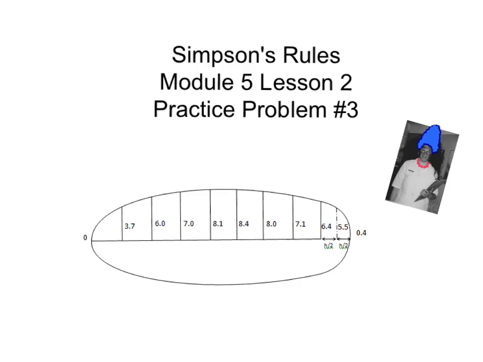In this video, we're going to be looking at problem number 3 from the practice problem sheet for lesson 2 from module 5. We're going to be using Simpson's rules to look at the situation where we have a vessel with an appendage and we have to use intermediate ordinates.